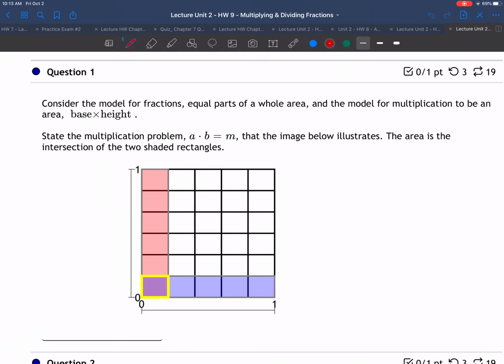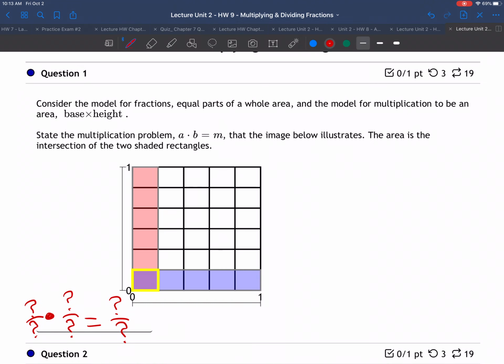Down here, they want us to say it's something over something, multiplied by something over something, and it equals something over something. So they want us to figure out what fractions are being multiplied and what's the answer fraction. What two fractions are being multiplied and what's the answer fraction to that multiplication? Okay, well, how do we figure that out?